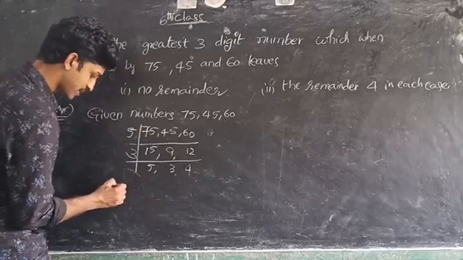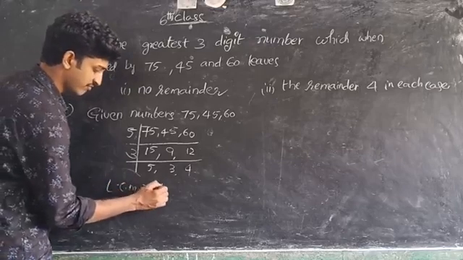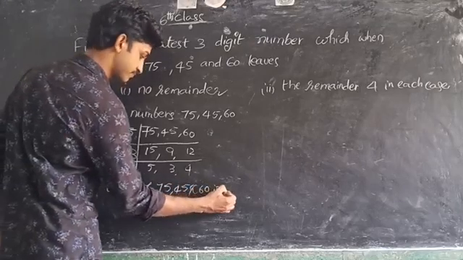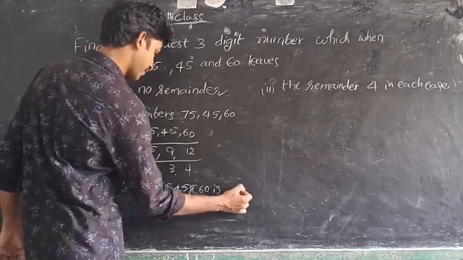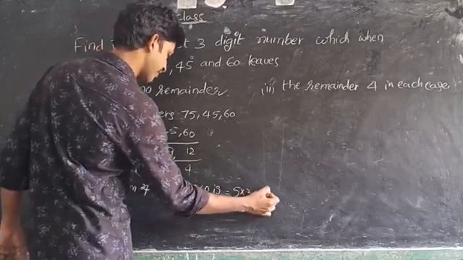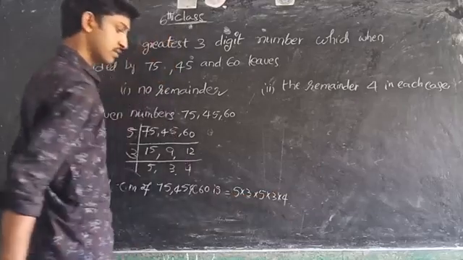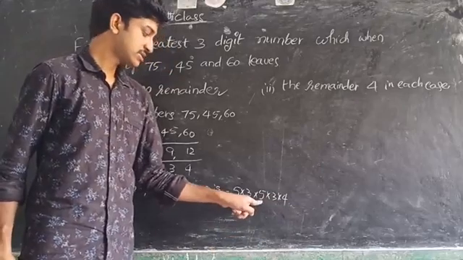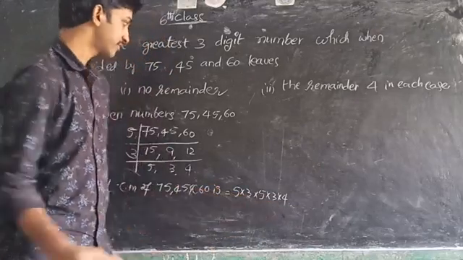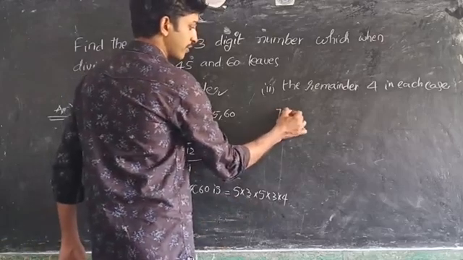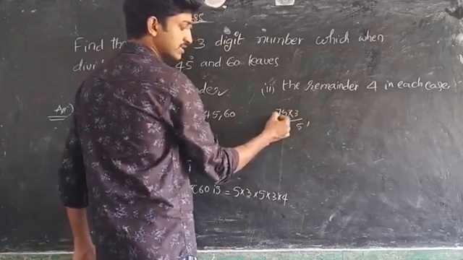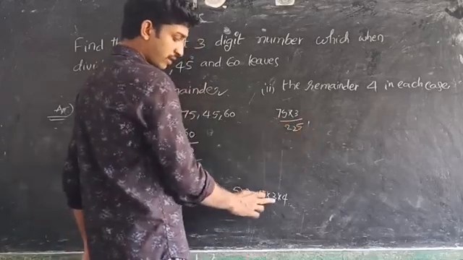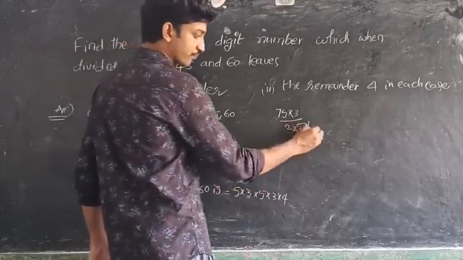Now multiply to get the LCM of 75, 45 and 60, which is 5 into 3 into 5 into 3 into 4. Okay. Multiply now. 5 3s are 15, 15 5s are 75, 75 into 3. 3 5s are 15, 3 7s are 21, 21 plus 1 is 22. So 225.